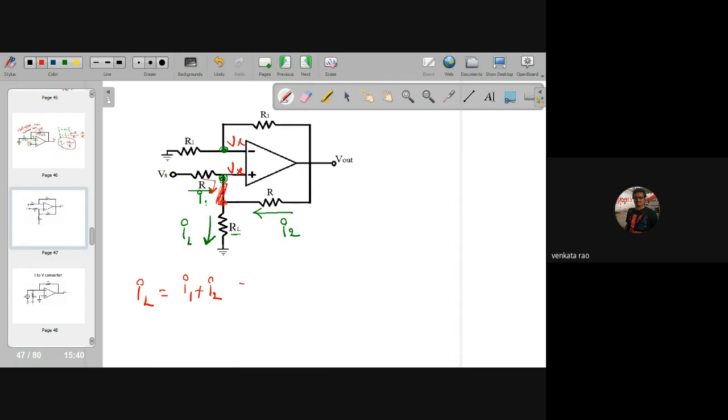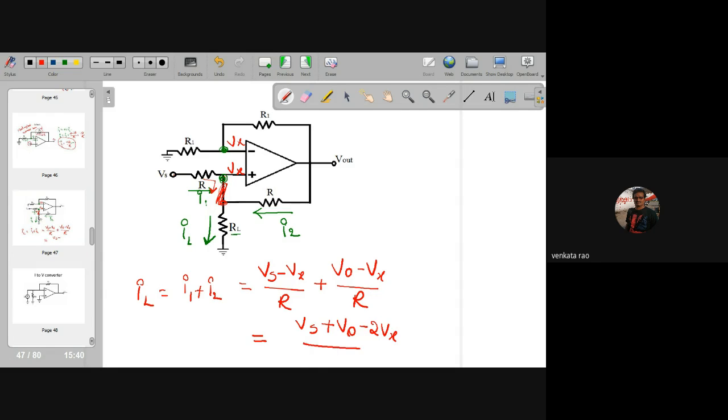I1 is nothing but the voltage at this point minus the voltage at this point, by R. So Vs minus Vx by R, plus V output minus Vx by R. Now this is Vs plus V0 minus 2Vx by R. That is the equation for that.